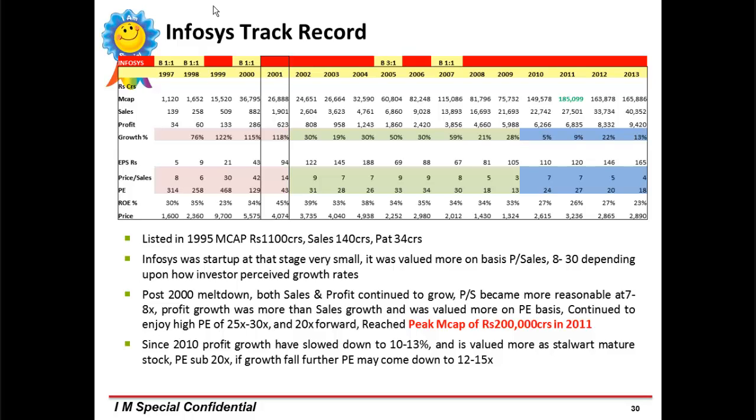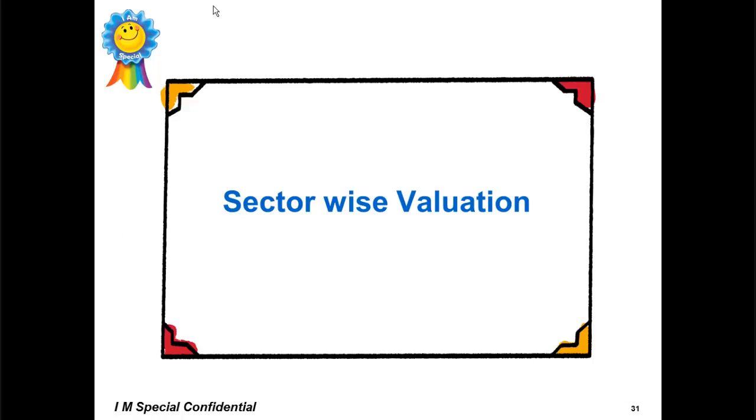So the point I'm trying to say is nothing is sacrosanct. The valuation method used to value a company will also change. The same company might be valued on the basis of price to sales, maybe PE, maybe price to book. So the point is everything is dynamic. Now to explain further, I have taken sector-wise valuation charts. I have tried to put how we use valuation metrics in different sectors and how we value stocks.